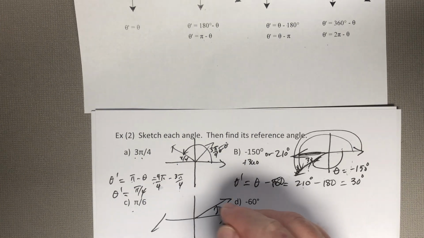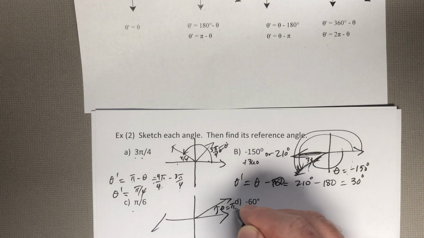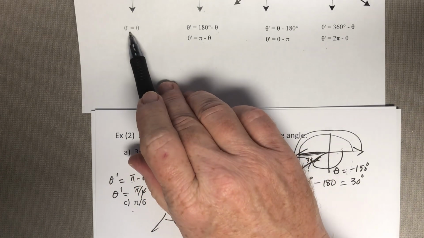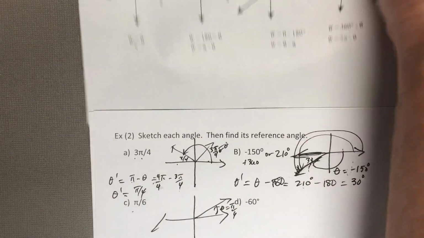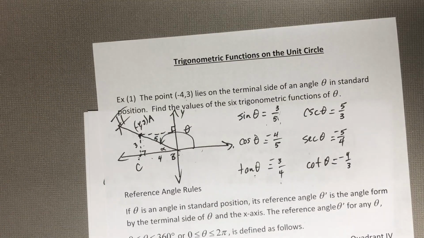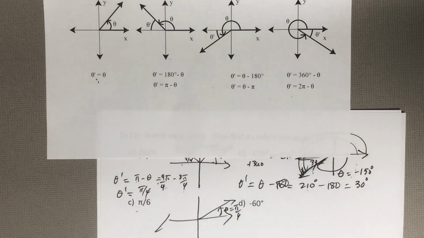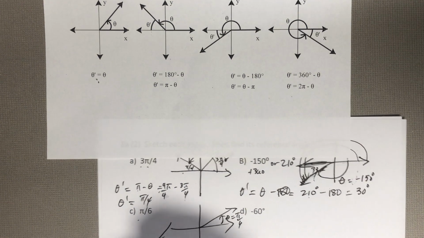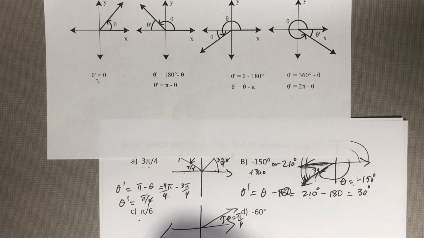Here's theta being pi over 6. That is in the first quadrant. In the first quadrant, the reference angle, if you use the rule, is theta, provided, of course, that theta is positive and between 0 and 2 pi, which it is. So theta prime is theta, which means theta prime is pi over 6.